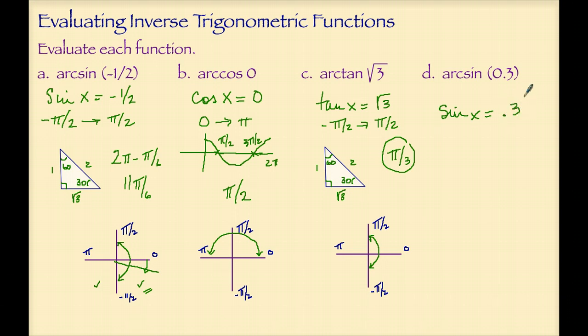Well, this doesn't come from any reference triangle, so I'm just going to use the arcsine button on my calculator. Arcsine of 0.3 is 0.305. Make sure that your mode is in radians.